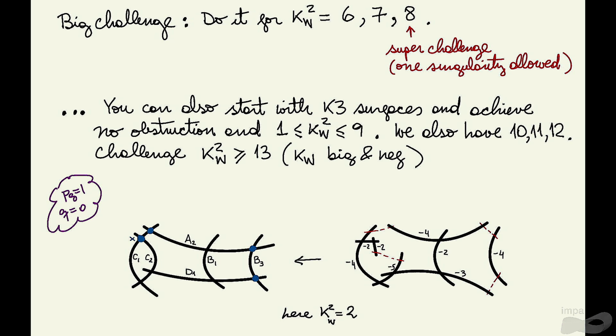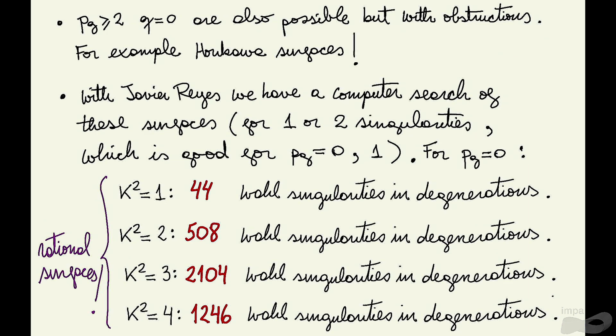You can do this with K3 surfaces. There are plenty. There are even more situations to consider for K3s, and you can do the same game. You can find K squared between 1 and 9, and up to 12. So 10, 11, 12 have obstruction. And then we don't know what happens after 13. We don't have example. And the computer cannot find anything. I'm finishing.